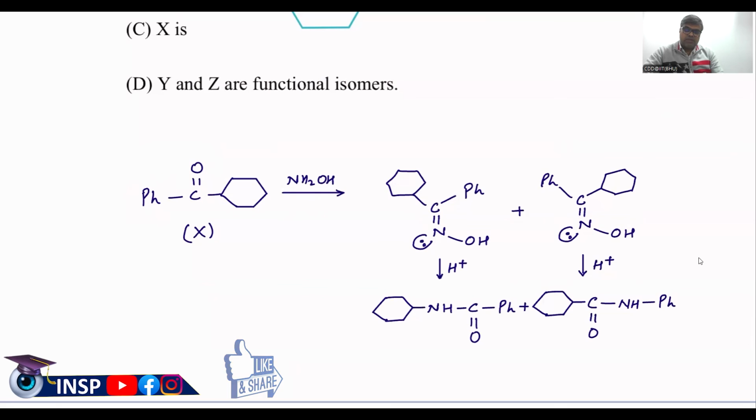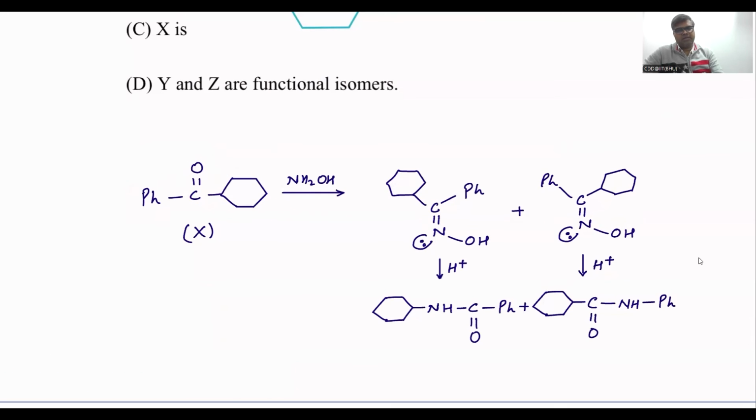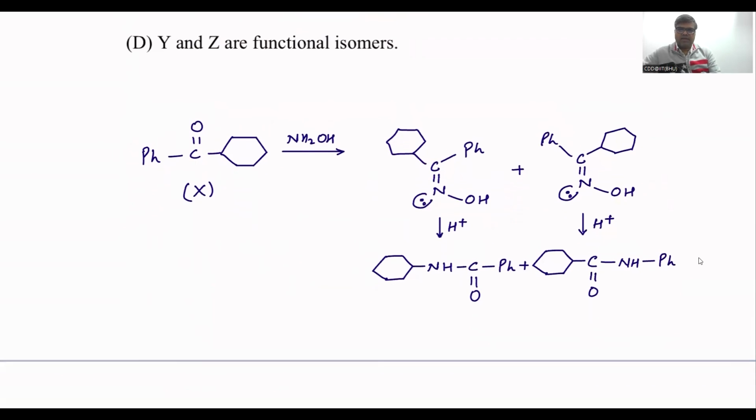So here X is PhCO attached to a cyclohexane ring. And hydroxylamine has been taken, so it is an ammonia-derivative reaction. Oxime will be formed and two different geometrical isomers are possible across the C=N double bond. One time the cyclohexane ring is anti to this OH group, another time this benzene ring is anti to this OH group. Once you add H plus to both of these reactants, you will definitely get different products.